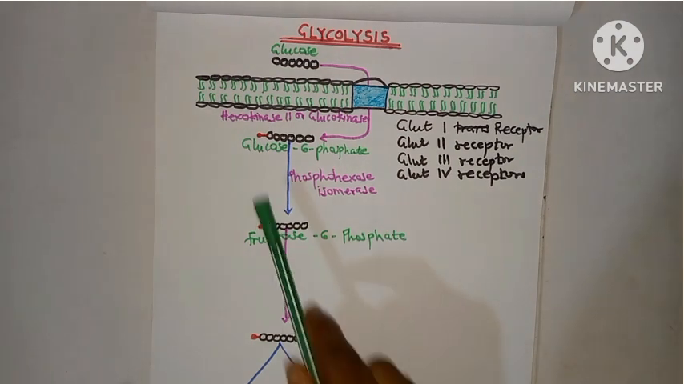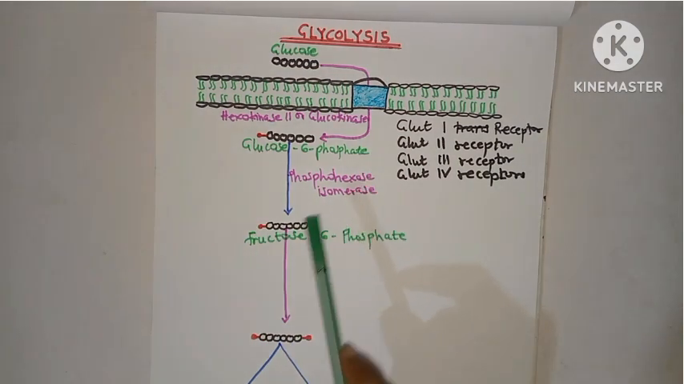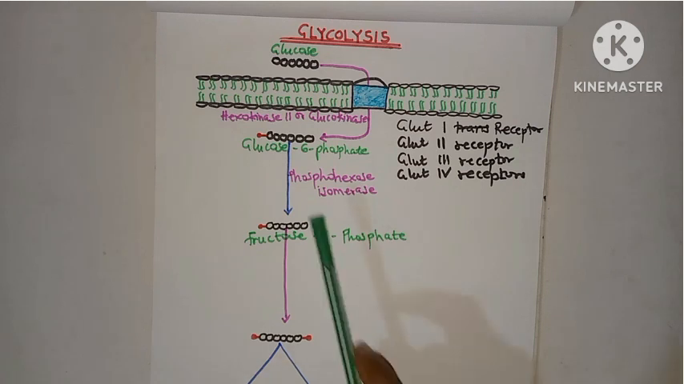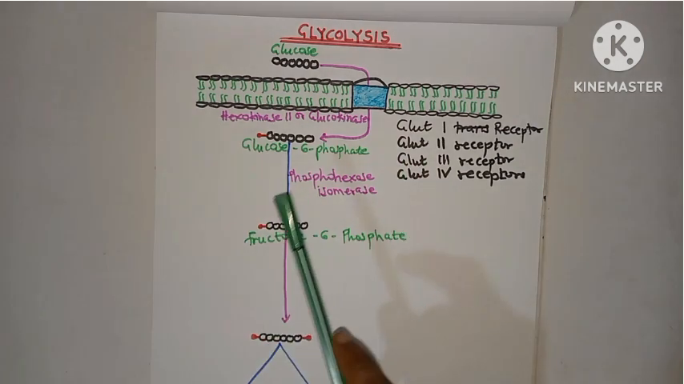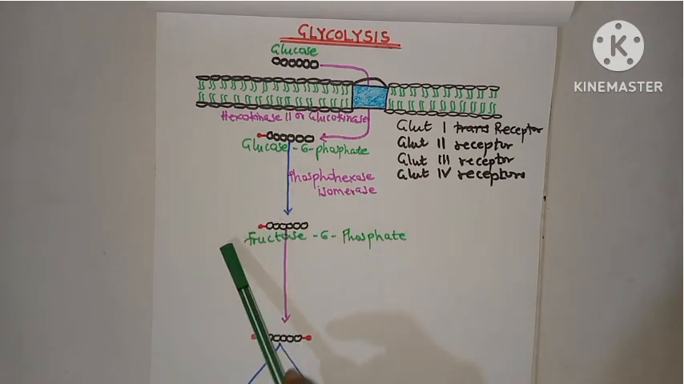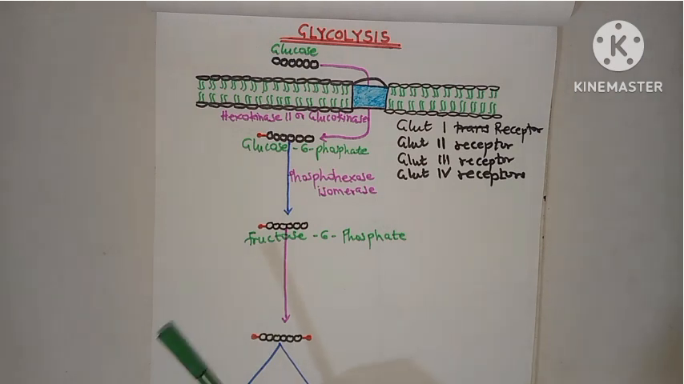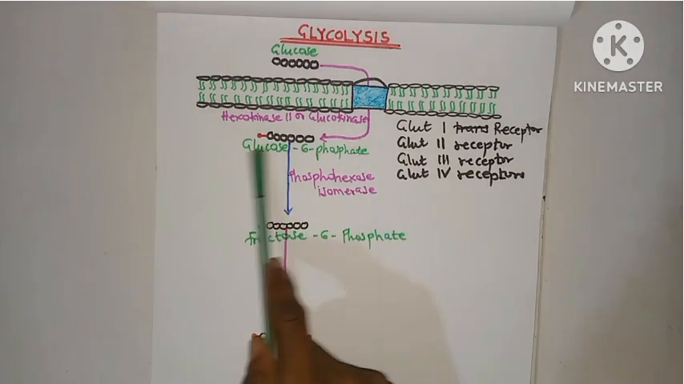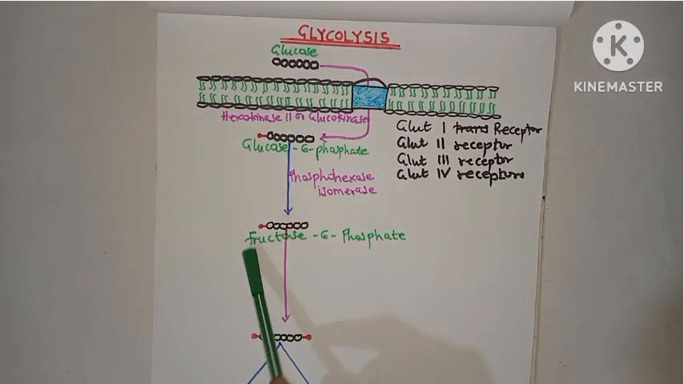Glucose 6 phosphate and fructose 6 phosphate have the same number of carbons and hydrogens, but glucose 6 phosphate is usually an aldehyde, whereas fructose 6 phosphate is usually a ketone. And this enzyme, phosphohexoisomerase, converts it from the aldehyde to a ketone.